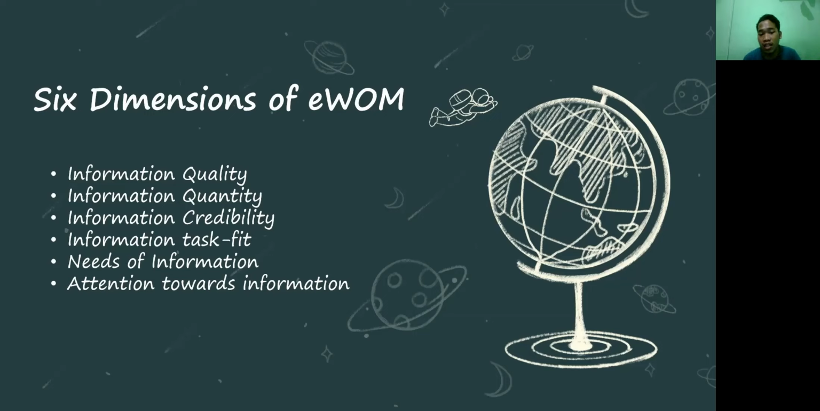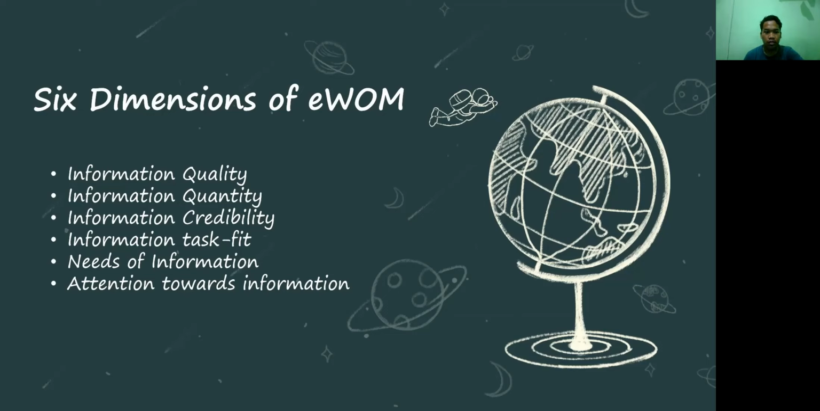Okay, the second is information quantity. There is 0.930 to the dimension of information quantity. Someone wants to rely on the amount of information about the 2024 election candidates on TikTok.